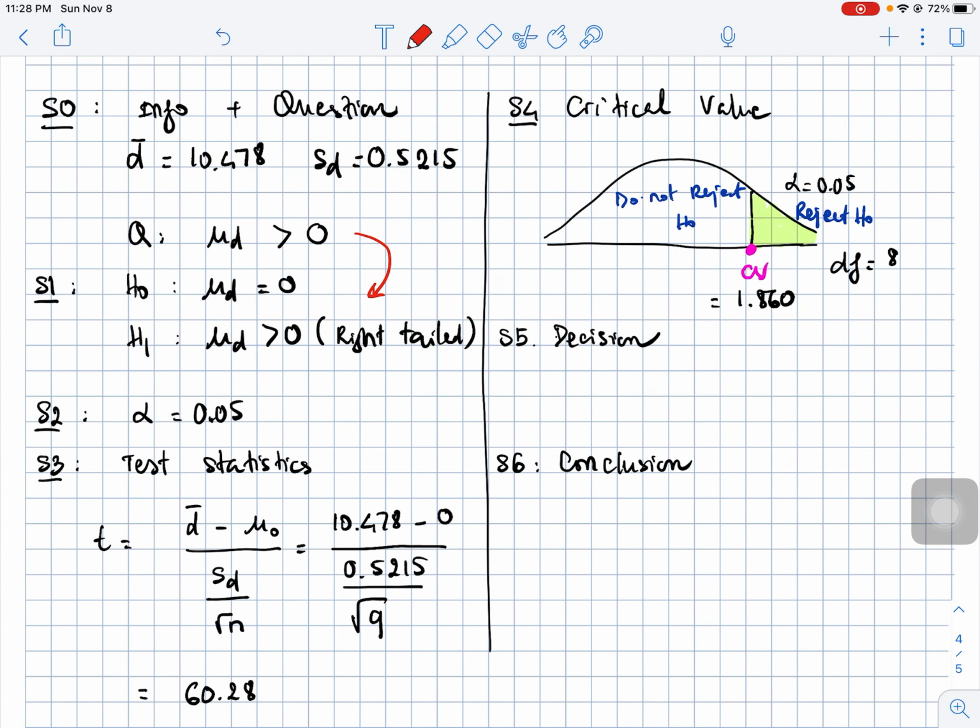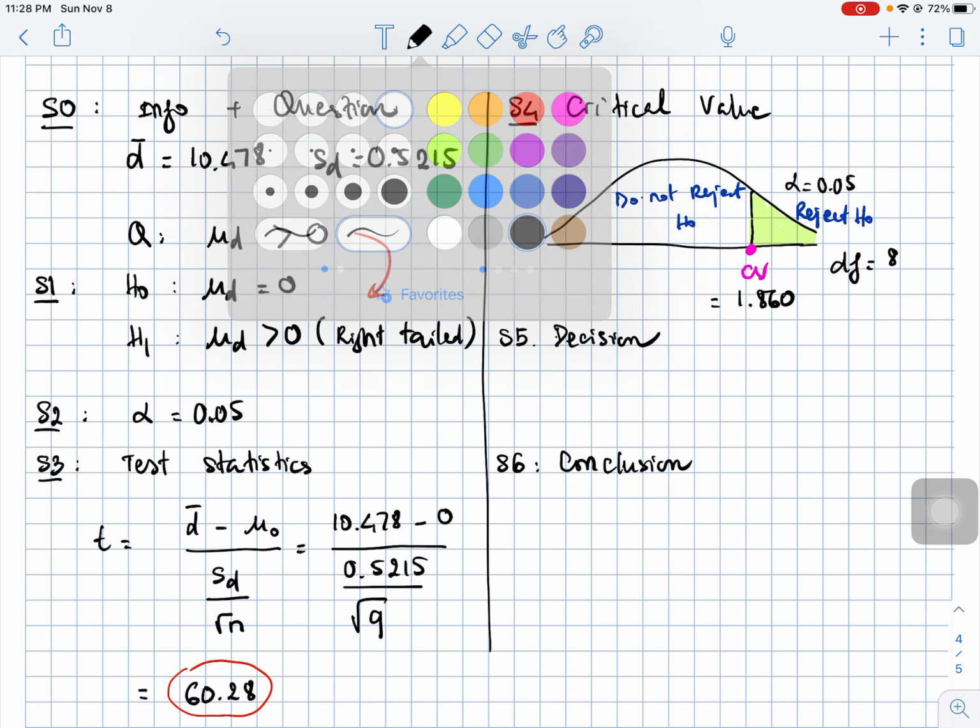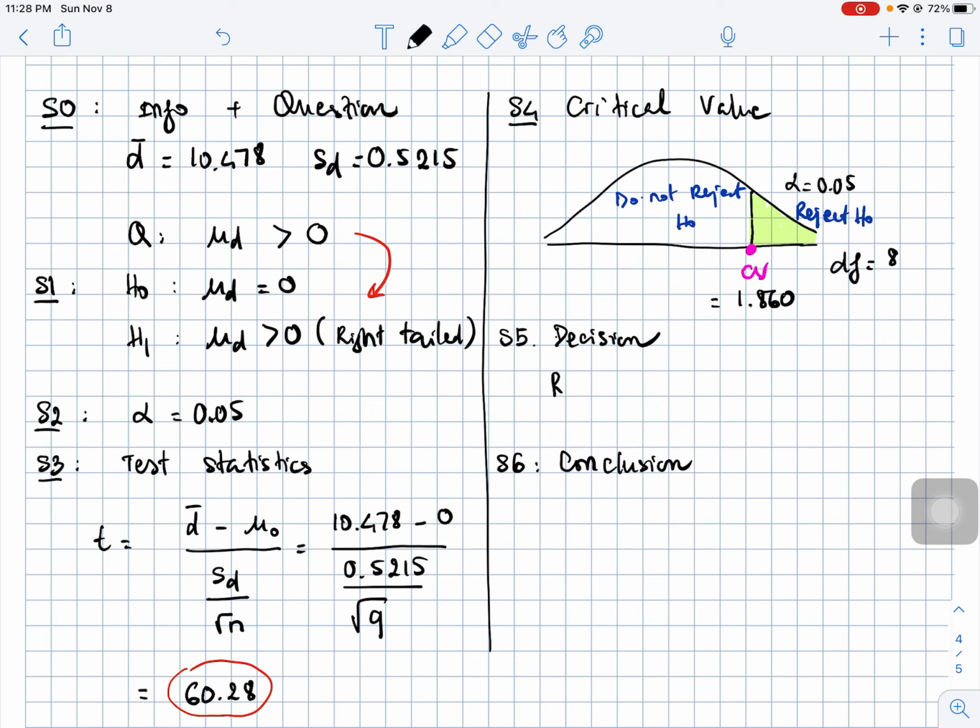In order to make the decision, we go back to step number 3. 60.28 lands on the right side of 1.860, so it lands in the reject null region. So the decision that we make is reject the null.